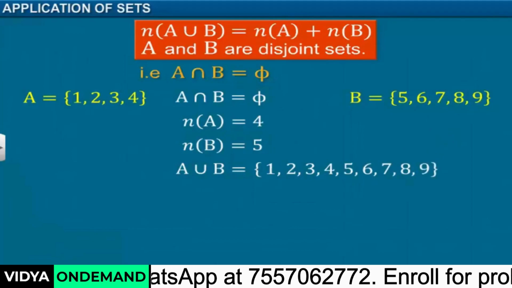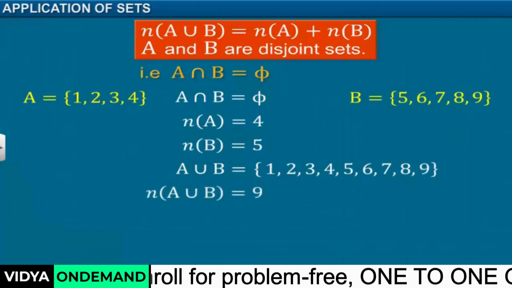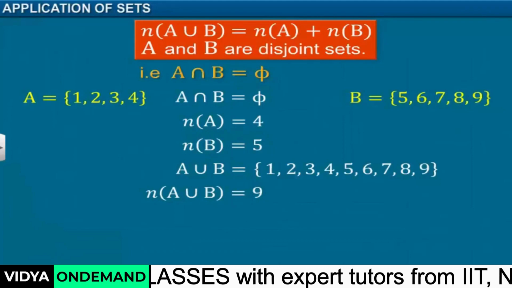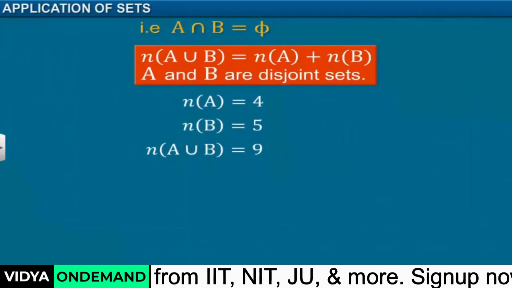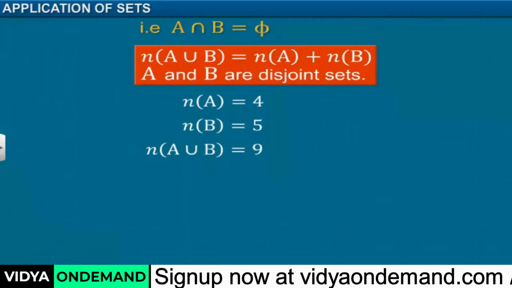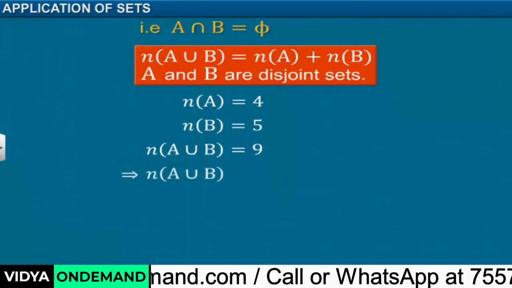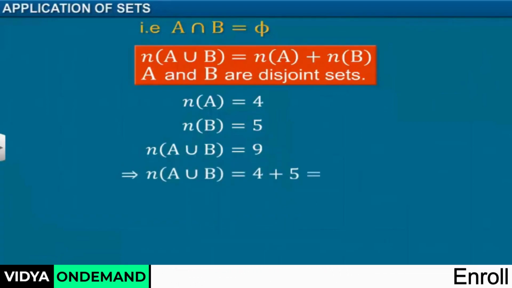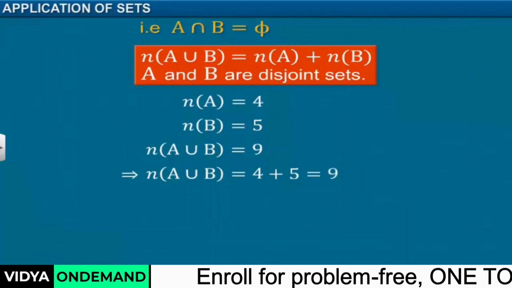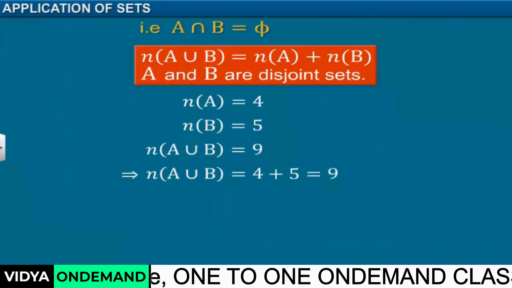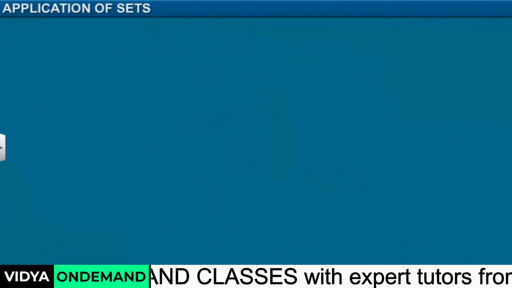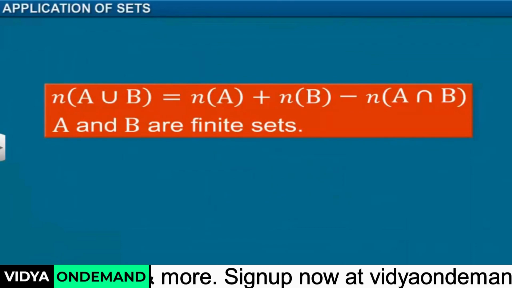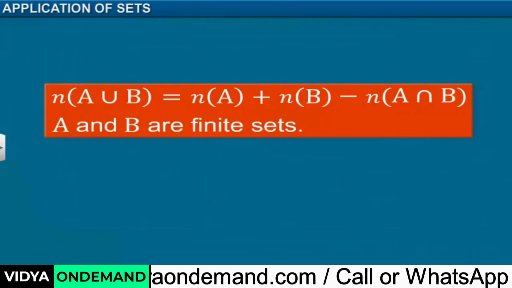The number of elements in the set A union B is 9. Now, we can see that the number of elements in set A union B is equal to the sum of the number of elements in sets A and B. Therefore, the relation is verified. Next, we will verify another relation shown here. The relation holds provided sets A and B are finite sets.